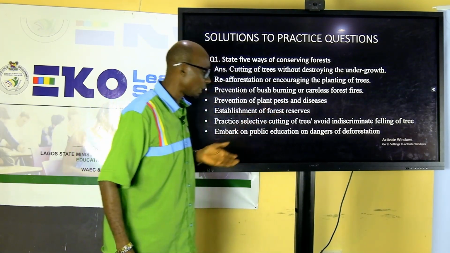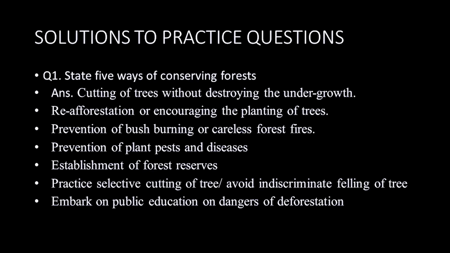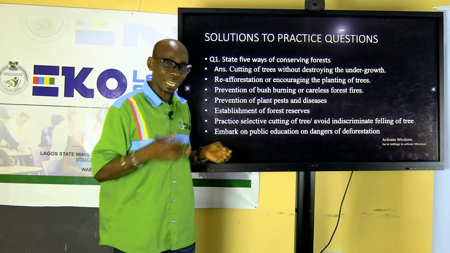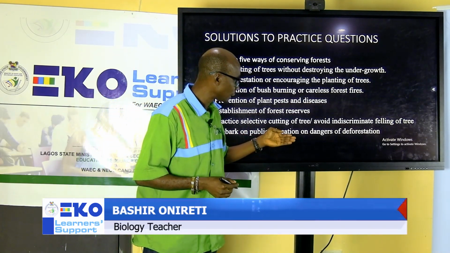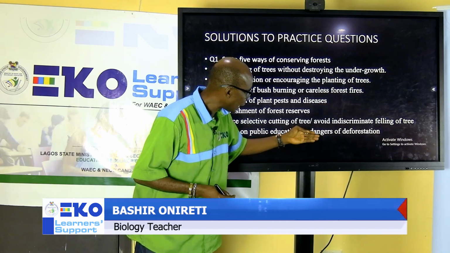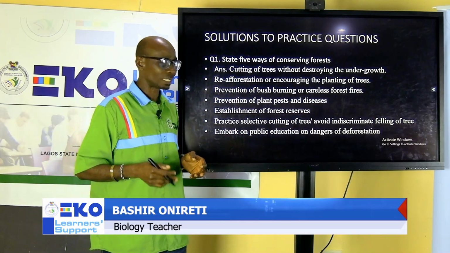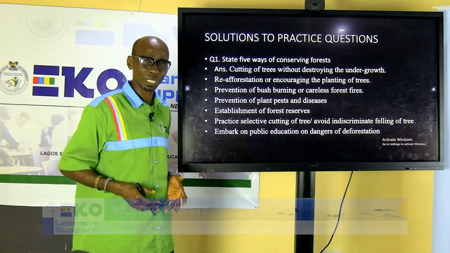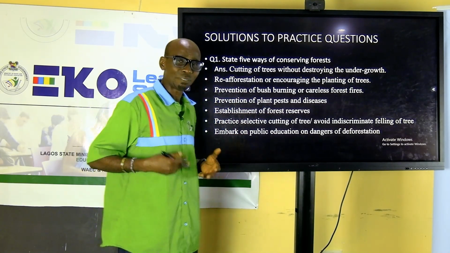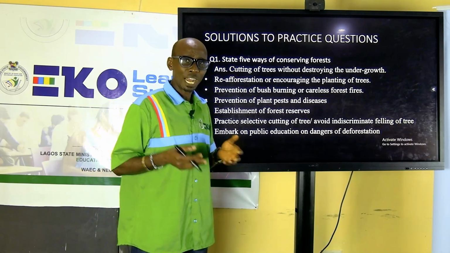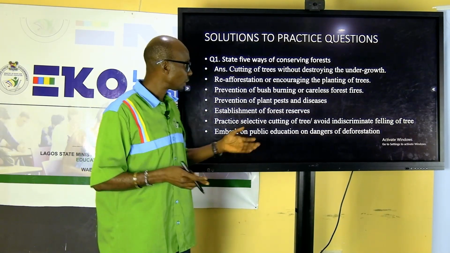Then establishment of forest reserves or national parks. Then practice selective cutting of trees. Cut trees that are older, that can be managed or replaced, not all trees. Then embark on public awareness of the dangers of deforestation. Why do we need to protect our forests? We keep enlightening people about the advantages of conservation and showing them the disadvantages if we don't protect our forests.